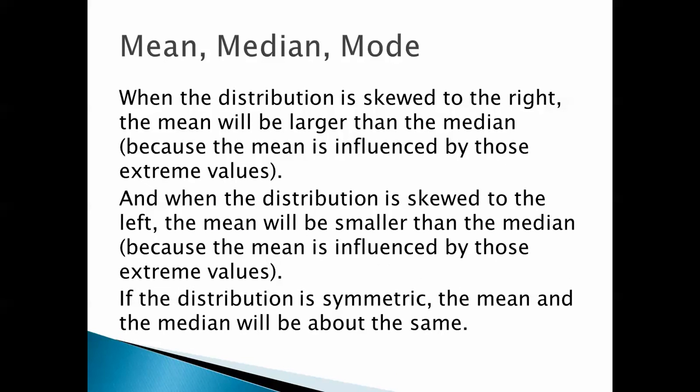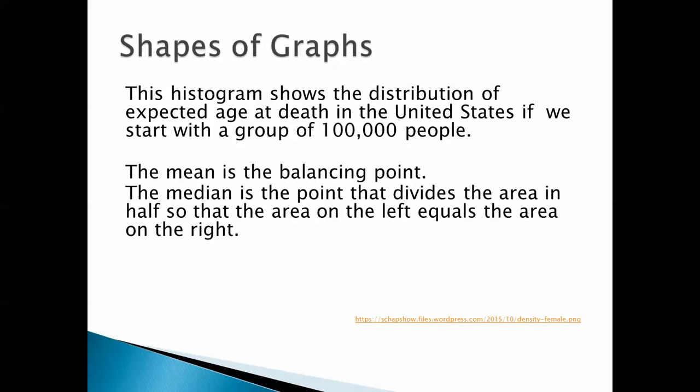When the distribution is skewed to the right, the mean will be larger than the median because the mean is influenced by those extreme values. And when the distribution is skewed to the left, the mean will be smaller than the median because the mean is influenced by those extreme values. So again, if the distribution is symmetric, the mean and the median will be about the same.